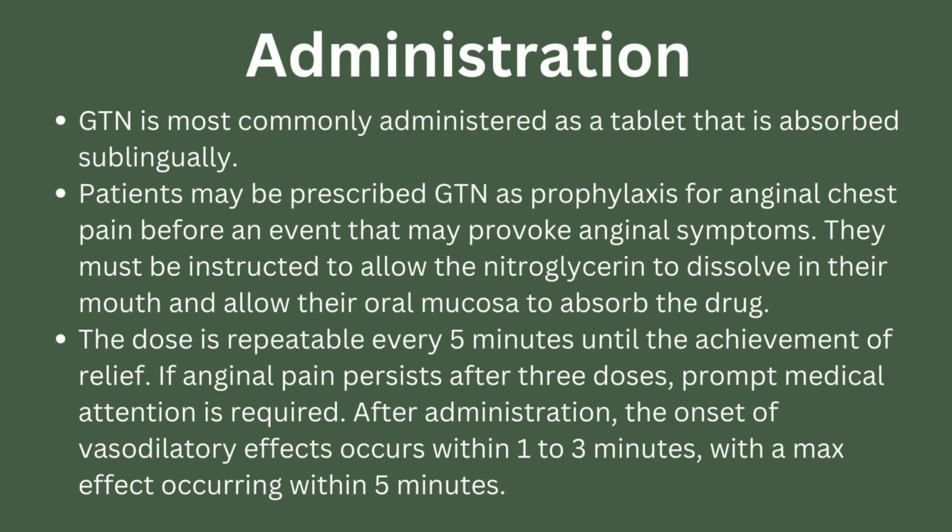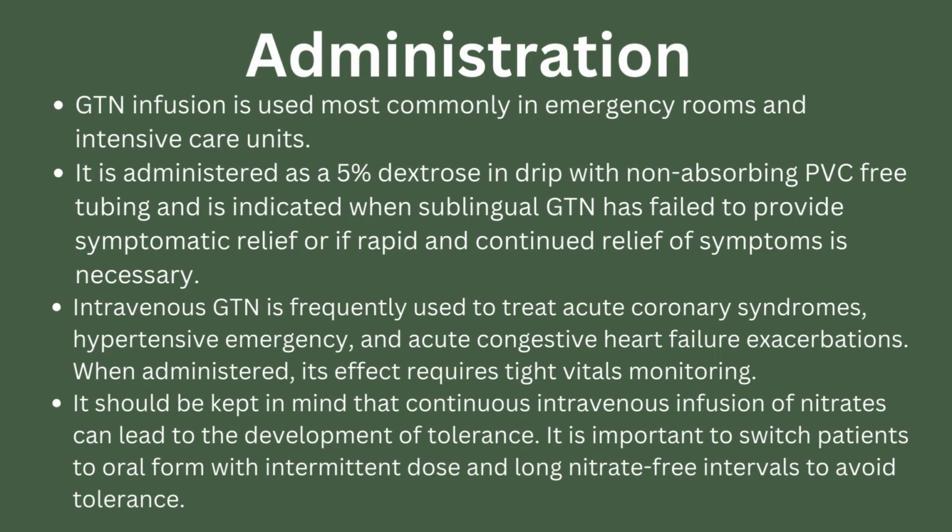Patients may be prescribed GTN as prophylaxis for anginal chest pain before an event that may provoke anginal symptoms. They must be instructed to allow the nitroglycerin to dissolve in their mouth and allow their oral mucosa to absorb the drug. The dose is repeatable every 5 minutes until the achievement of relief. If anginal pain persists after 3 doses, prompt medical attention is required. After administration, the onset of vasodilatory effects occurs within 1 to 3 minutes, with a max effect occurring within 5 minutes.